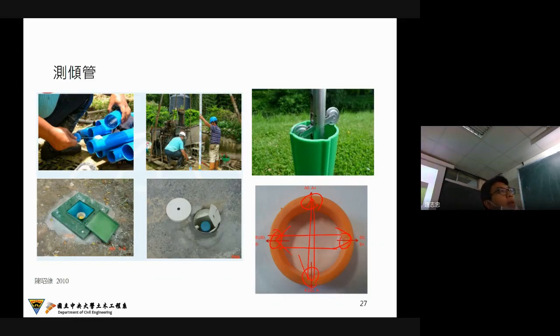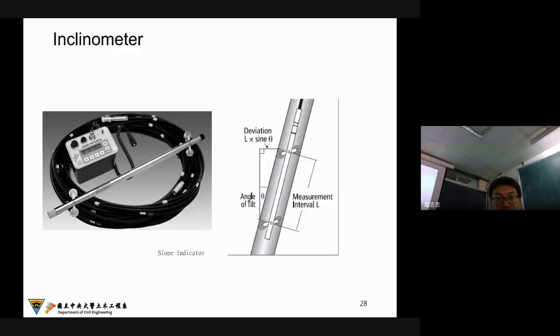Okay, and this ABS pipe is for the measurement of underground movement. So here, this is the concept of the inclinometer. Originally, they measure the degree theta between the pipe and the direction of gravity. Okay, so this is the inclinometer, and I didn't bring the cable because the cable is too heavy. And this is the reader to read the degree. You can read the degree here manually.